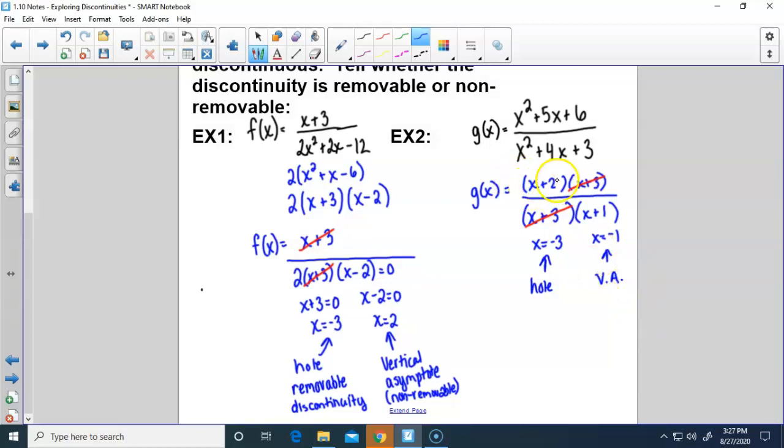Now, this x plus 2 up here does not do anything. It does not tell us anything about discontinuities because we're only looking at the denominator. In fact, the only reason that we even need to factor the numerator is to see if something cancels in the denominator.